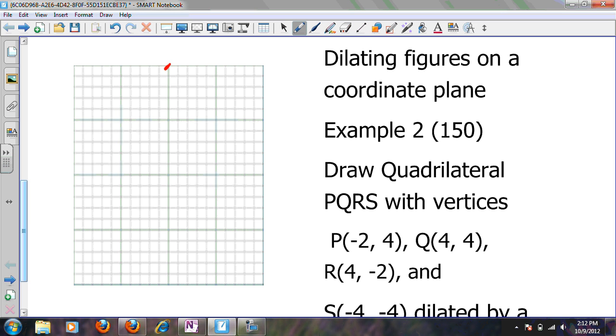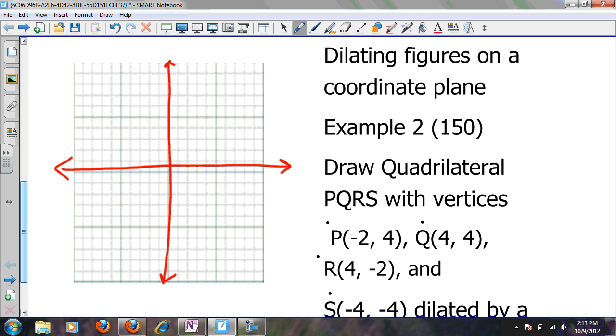Before we can do that, we need to put a coordinate plane on our graph paper. Okay? Now I'm going to graph a quadrilateral. Quadrilateral has 4 sides. I have 1, 2, 3, 4 vertices. Here we go. Point P is at -2, 4. 1, 2, 3, 4. This is P.